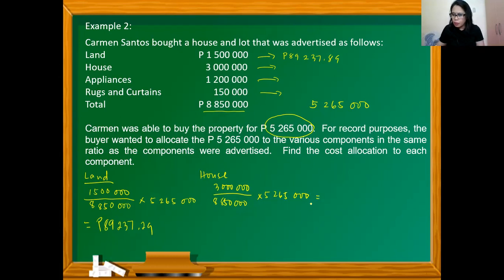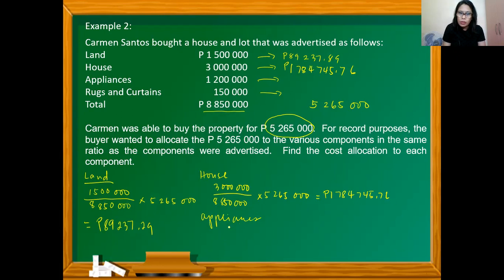So this is 3,123 over 8,850.23, and then times 5,265.123. And this is equal to 1,784,745.76. So this is 1,784,745.76.